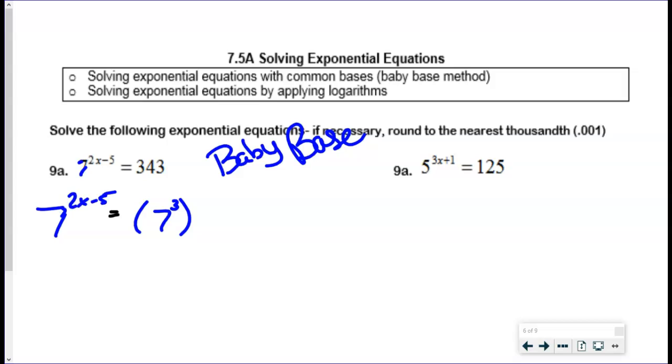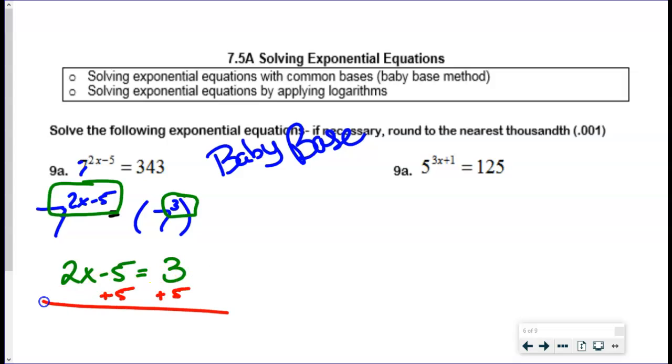Okay, so now that you have the bases matching, if you had exponents here, you'd have to combine them, but we don't have that. So here's what I'm going to set up. These powers have to match. So 2x minus 5 has to equal a 3. And then I can solve this equation with just a few algebra steps. I'm going to add 5 to both sides. I got 2x equals 8. So x equals 4.